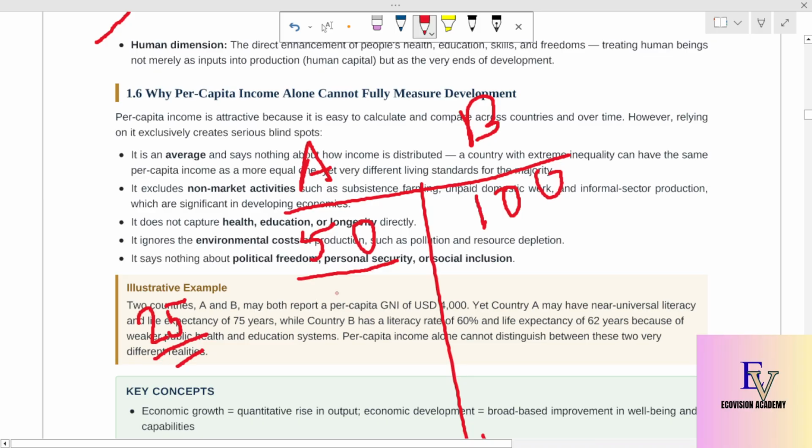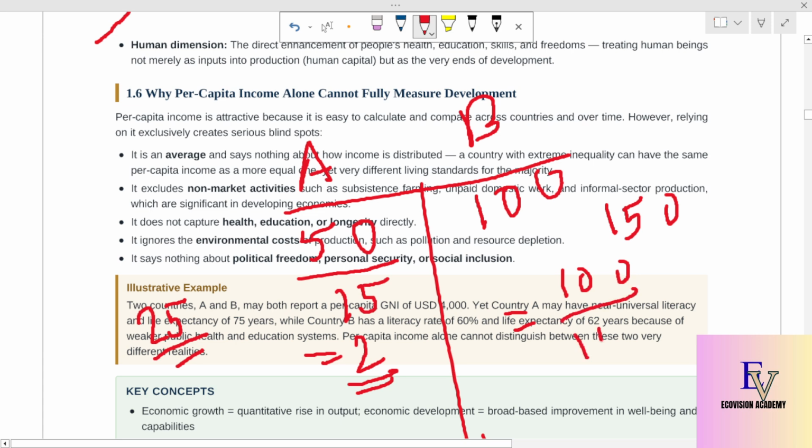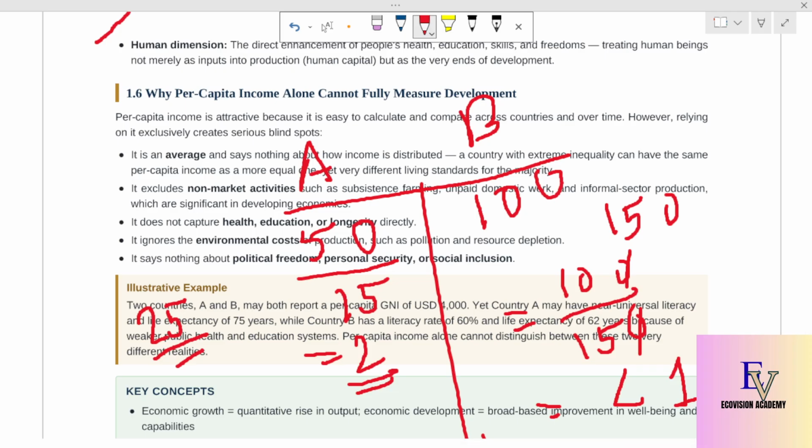I just divide 50 by 25 and I get the per capita income as 2 rupees in that country. But suppose in country B, there are 150 persons living in that country. So what is the per capita income? 100 divided by 150, and if we divide it, I will get something less than 1. So whenever you divide the country's total GDP by the total population of the country, you get the per capita income.